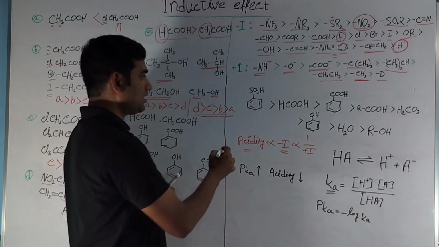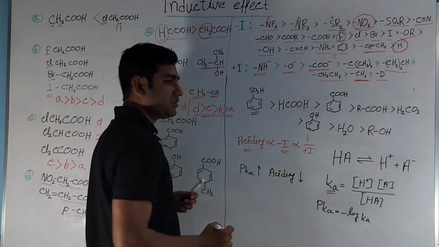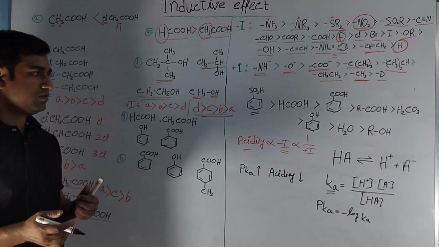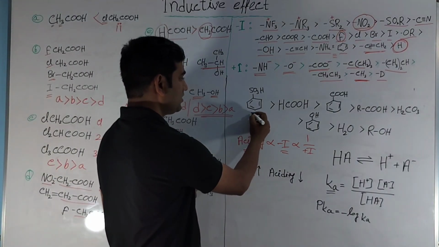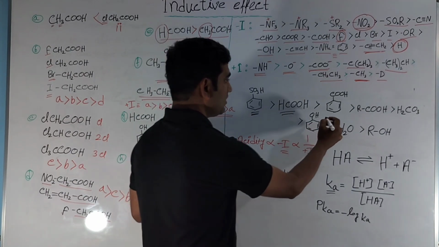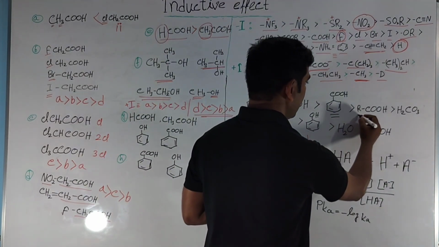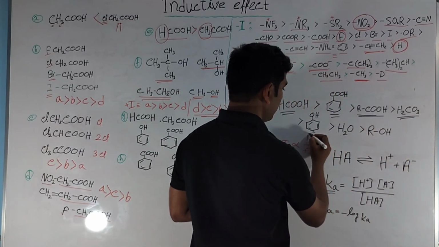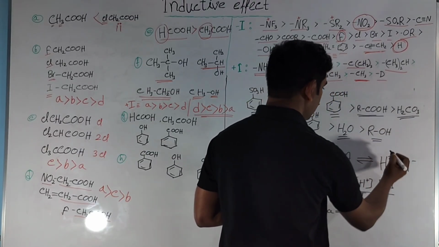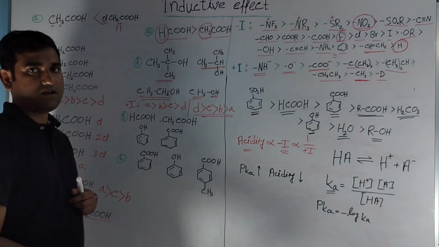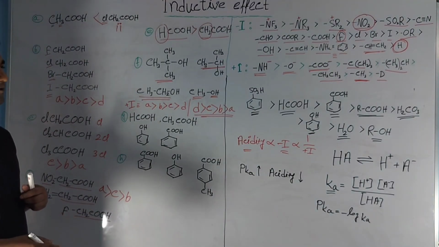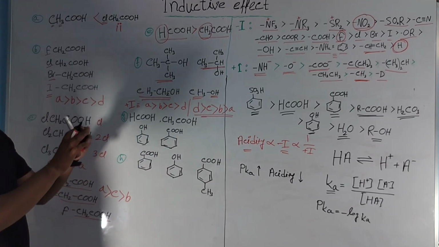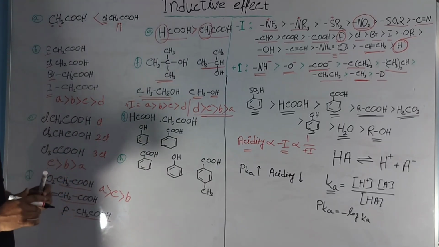So we have to remember that series. You have to remember this is experimental; you have to measure the pK value. First is the sulfonic acid, second formic acid, then benzoic acid, then aliphatic acid, then H2CO3, then phenol, then water, then alcohol. This is the experimentally observed pK value series, then we can compare.